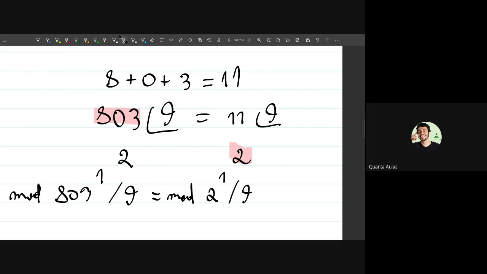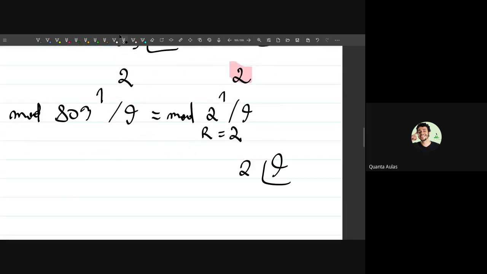For example, what is the rest here? Obviously, it is 2, because we have 2 divided by 9, we don't have a division at all. So the rest is 2. We only have a rest. And here, if you divide 803 by 9, you also have a rest too. So this structure will be the same.